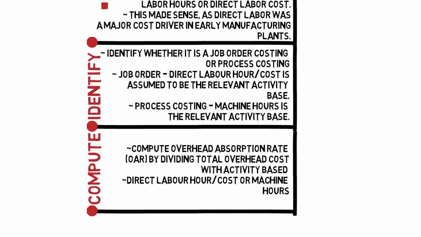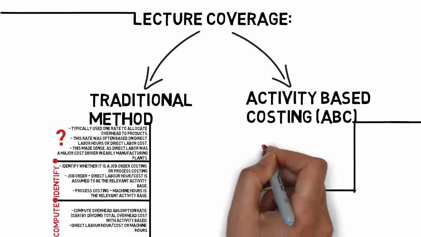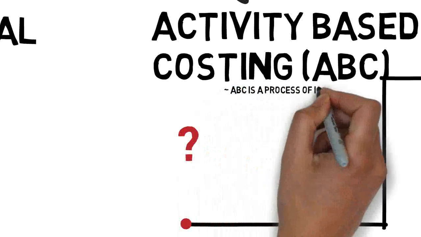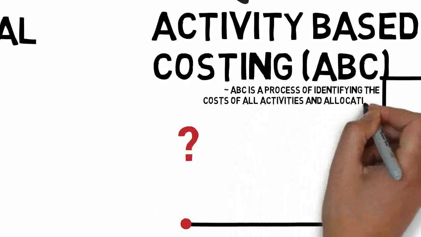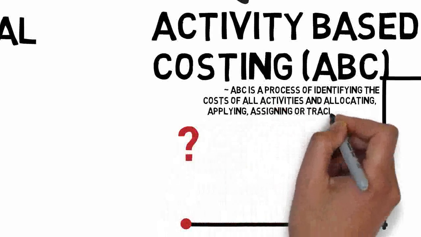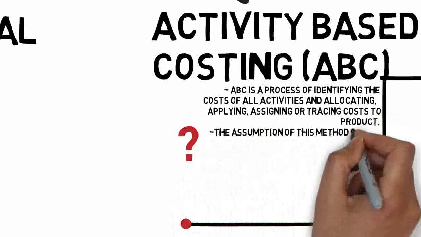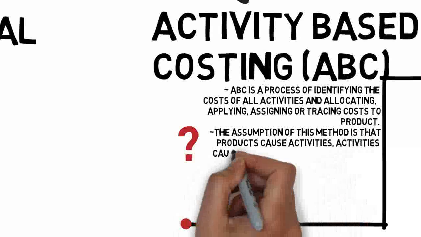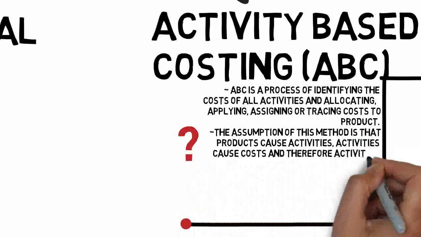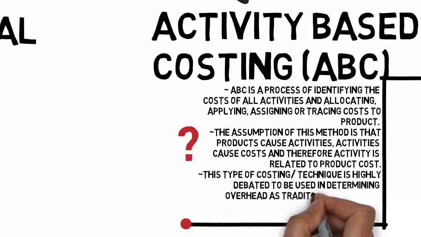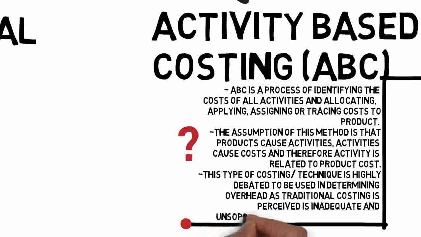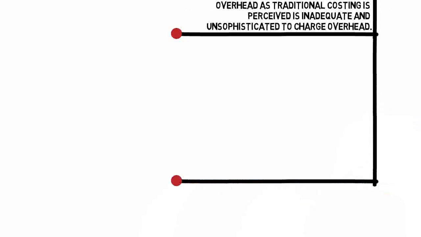Now, we will learn about ABC. What is the definition of ABC? ABC is a process of identifying the costs of all activities and allocating, applying, assigning or tracing costs to product. Take note, the assumption of this method is that products cause activities, activities cause costs, and therefore activity is related to product cost. This technique is highly debated for determining overhead, as traditional costing is perceived as inadequate and unsophisticated to charge overhead.